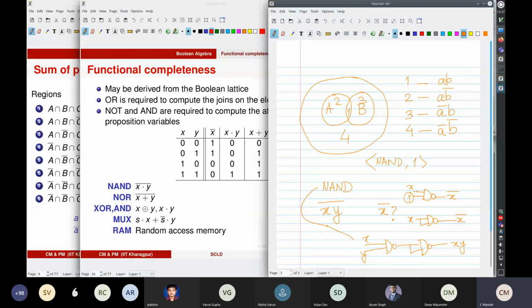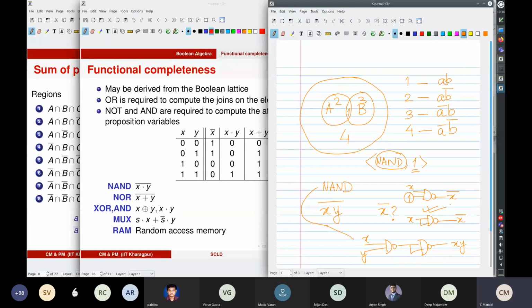So from that point of view, NAND itself is functionally complete. You probably don't need that 1, because you are able to compute all the functions using just the NAND gate, even without it. That's actually an important, non-trivial observation.